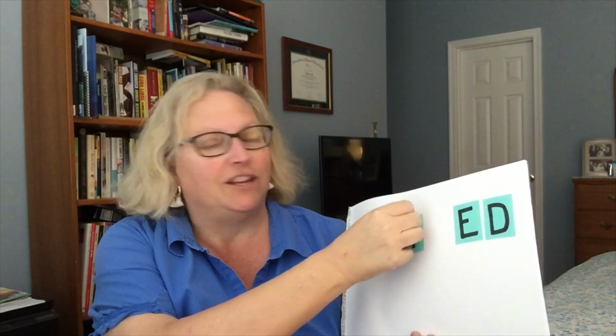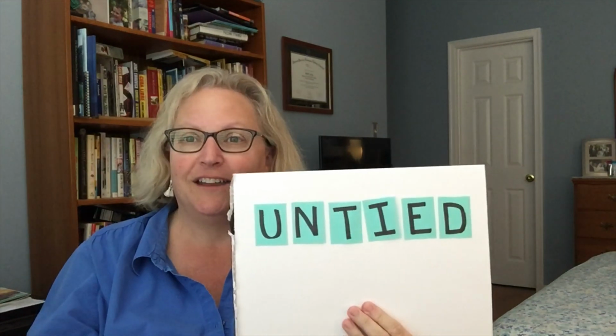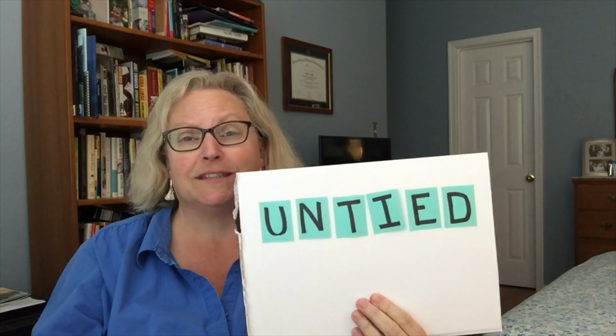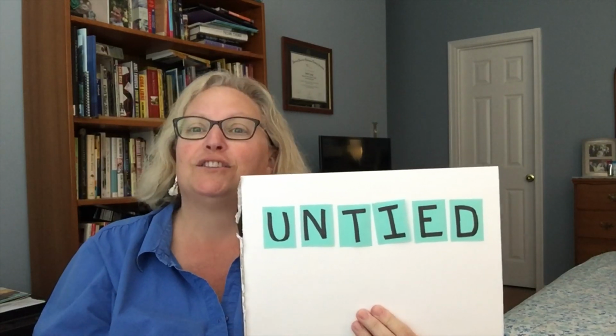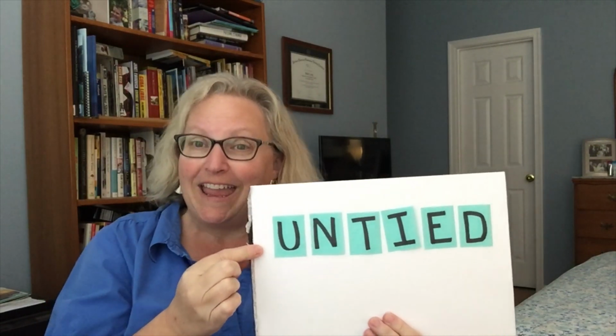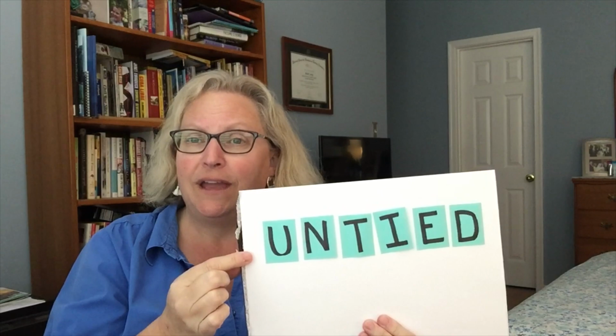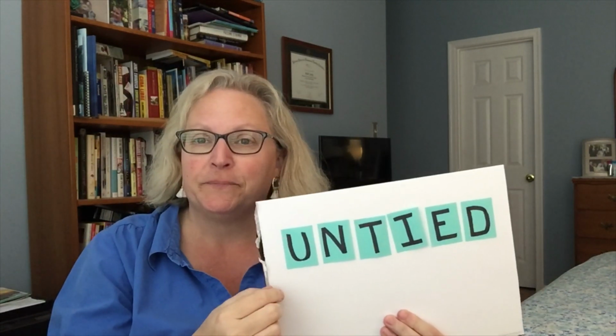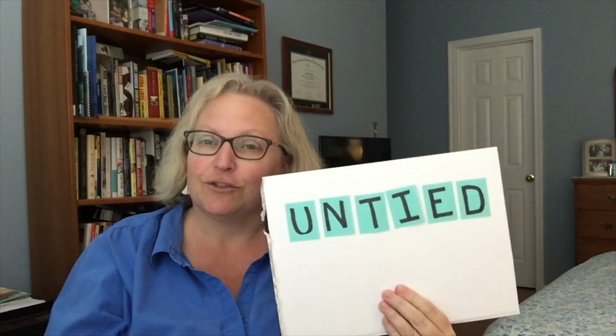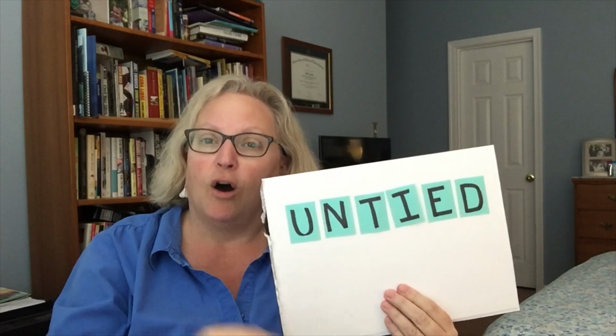I can change the position of the I and the T in united to get untied. So laces that are untied are definitely not united. So untied is an antigram of united. It's also an anagram of united because I can just mix up the letters. But in particular, it's an antigram because it means something almost the opposite.